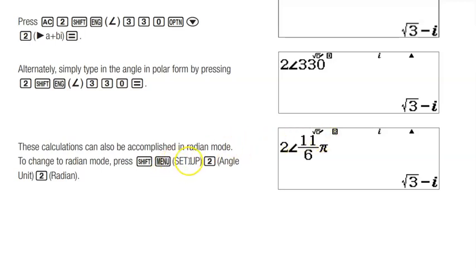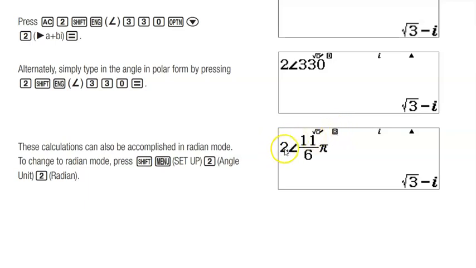Shift, menu, and then it will take you to the 2. So setup, which is now you need to press 2, which is angle units. It will ask you 3 things. Number 1, degree. Number 2, radian. Number 3, gradient. So you select number 2. When you select number 2, you will see that R appears here. The tiny R appears here.